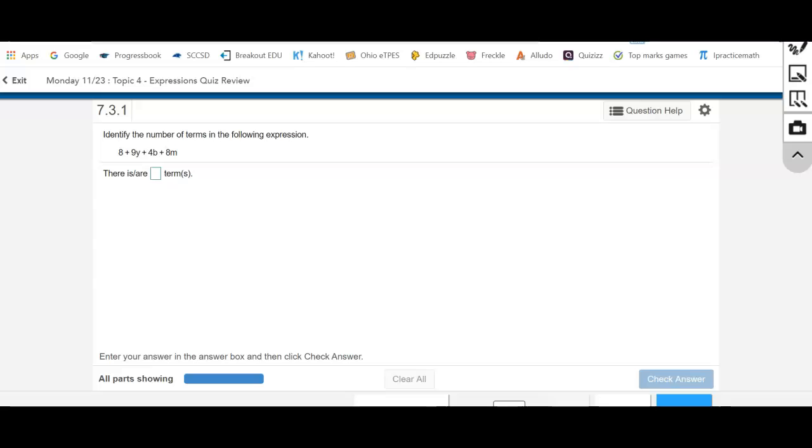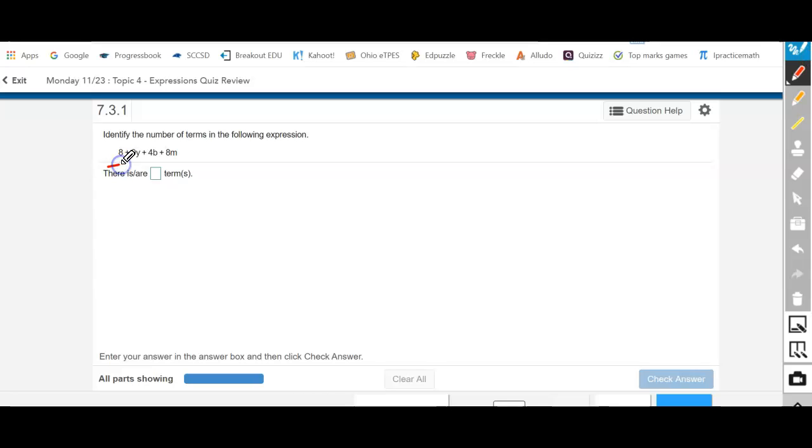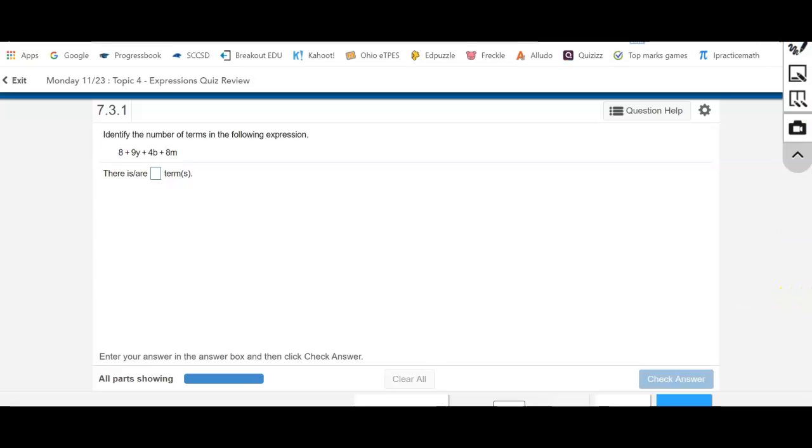Okay, next one. Identify the number of terms. Well, terms are separated by addition. So 1, 2, 3, 4 different terms. So there's 4 terms. The terms are 8, 9y, 4b, 8m. That's it, just number 4.